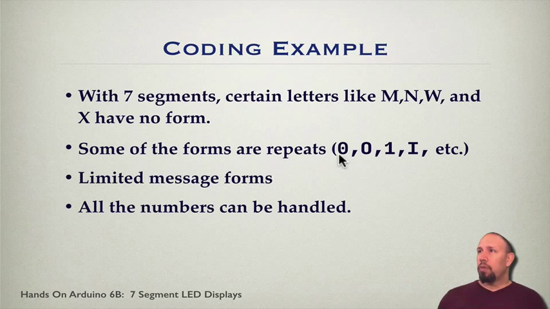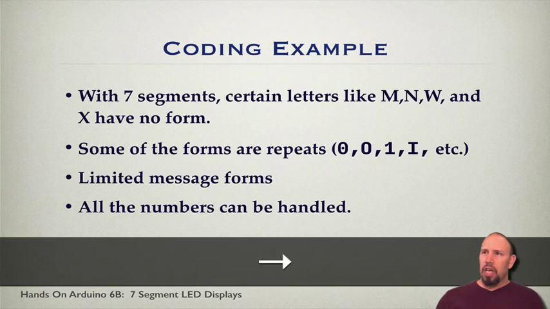Also, some of the forms are repeats. For example, a 0 and an O, a 1 and an I. These are actually repeats of one another. They have the same codes, and so in certain configurations it might be confusing. As a result, we have limited message forms, but the important thing is that all the numbers can be handled. Here's another example.